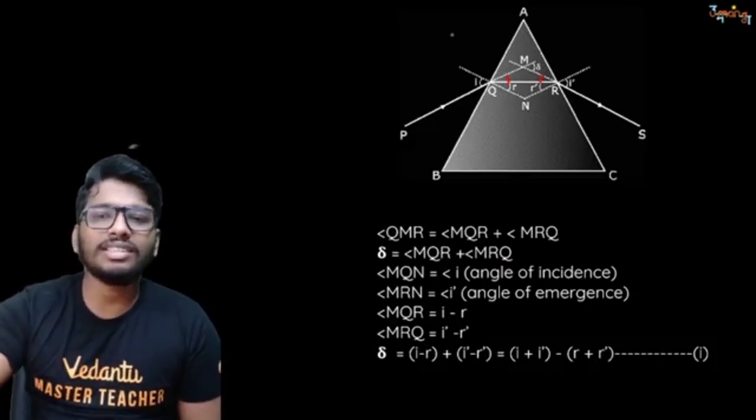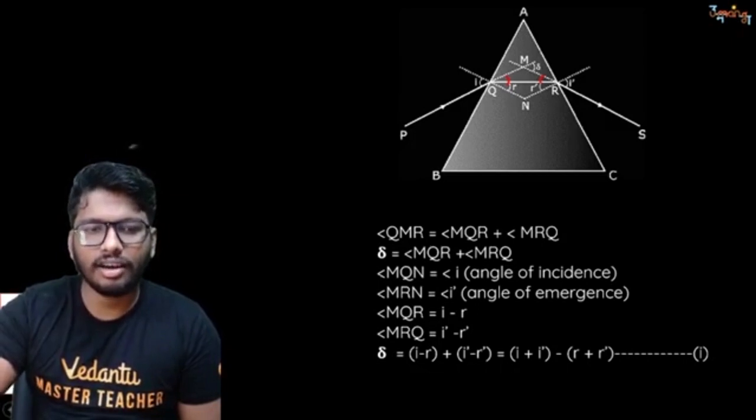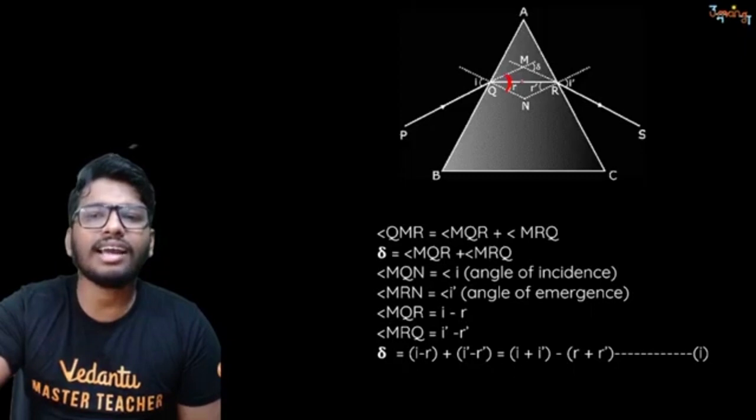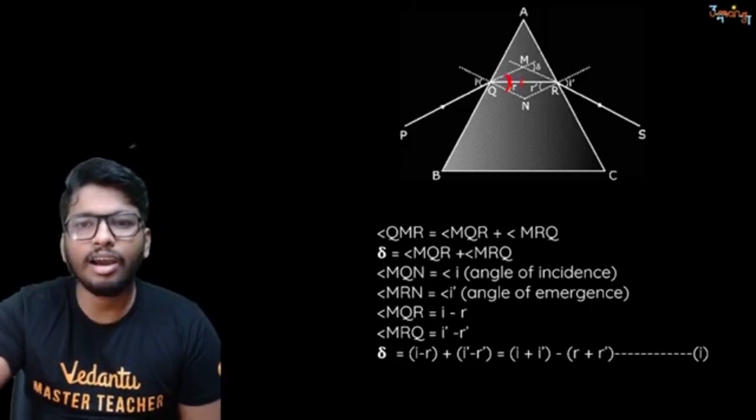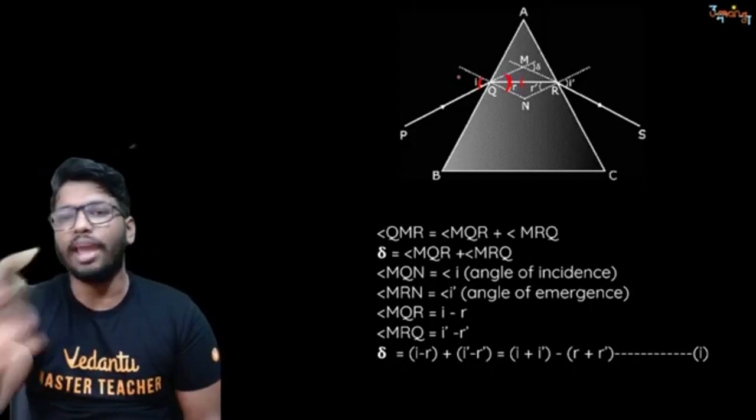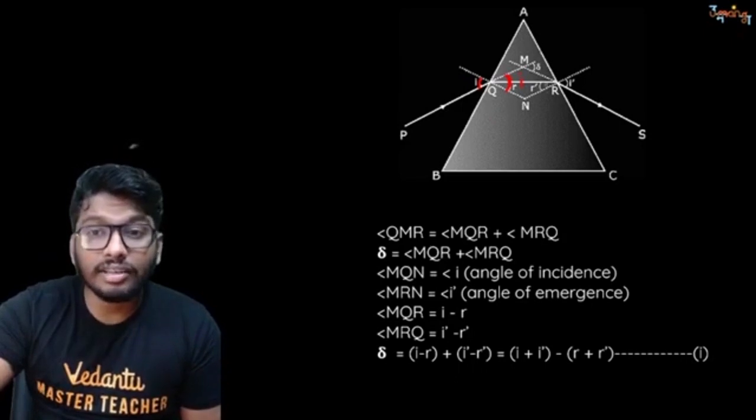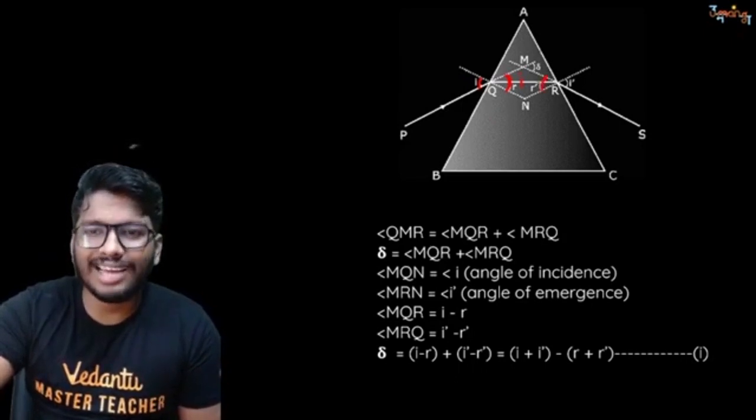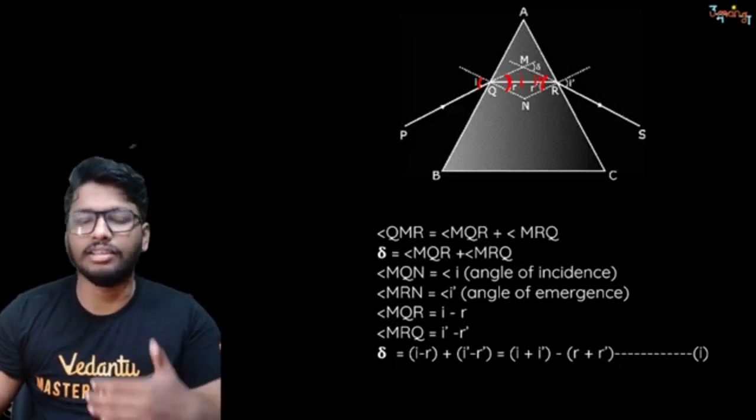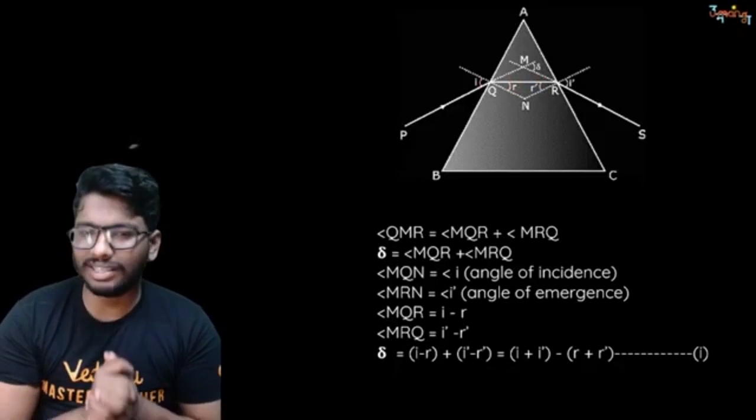Now, what is MQN? All right, let me just erase that. What is MQN? MQN is this angle. What is this angle? This angle is I. Why is it I? Because this is the angle of incidence. Opposite angle is going to be the same. So MQN is equal to I. Now MRN in the same way here, this is going to be I dash. Why I dash? Because again, it is the opposite angles. So that's also going to be the same.